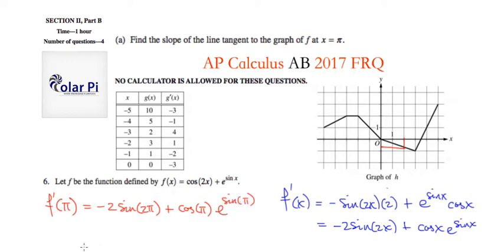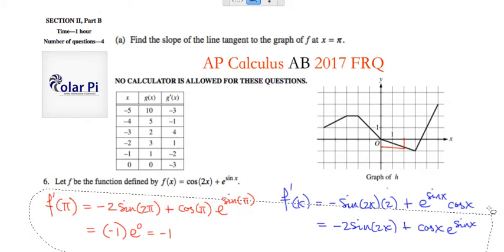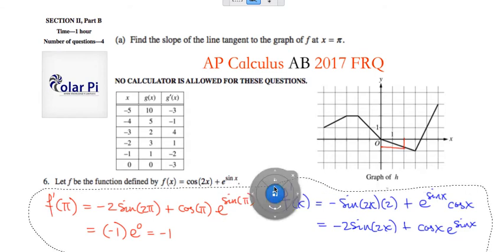Now, I don't know how you evaluate sine of 2 pi and cosine of pi, but I just think back to the graph of sine and cosine. It's easy to know that sine of 2 pi is 0, so negative 2 times 0 is 0, and cosine of pi is negative 1. So we have negative 1 times e to the sine of pi, which is 0, so e to the 0, and so this is negative 1 times 1, just negative 1. That is, f prime of pi is negative 1. Keep that in mind as we do part B. So that's it for part A. Our answer is negative 1, and let's move on to part B.